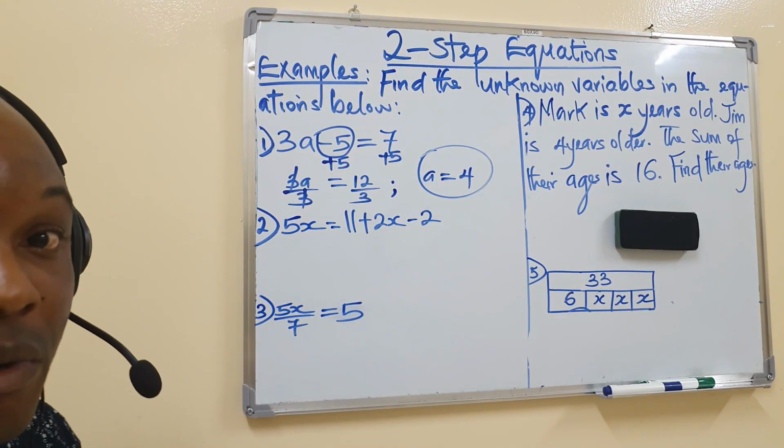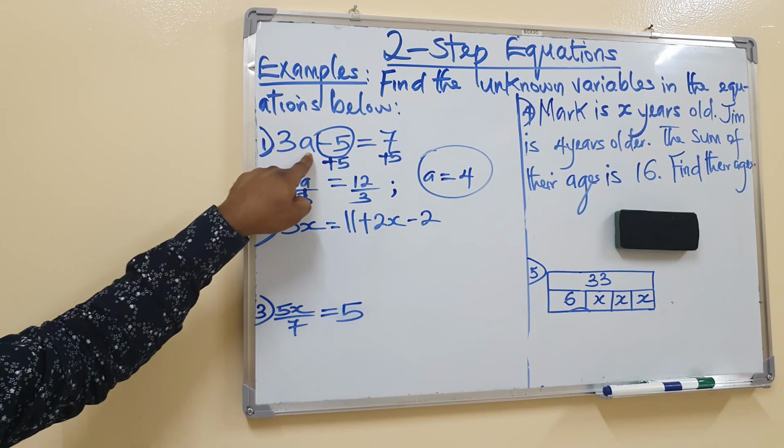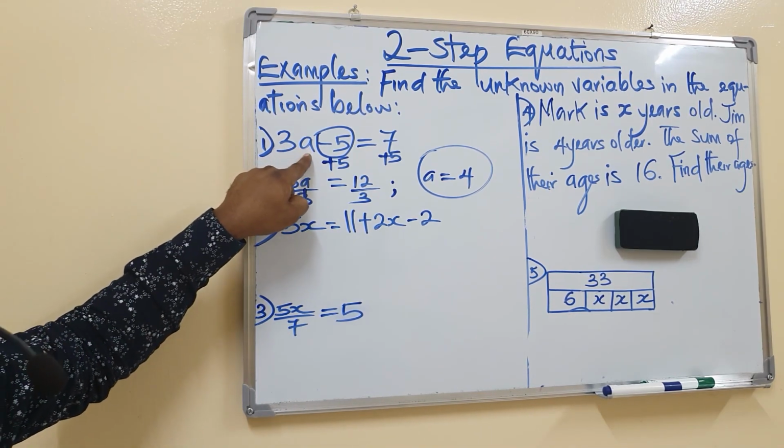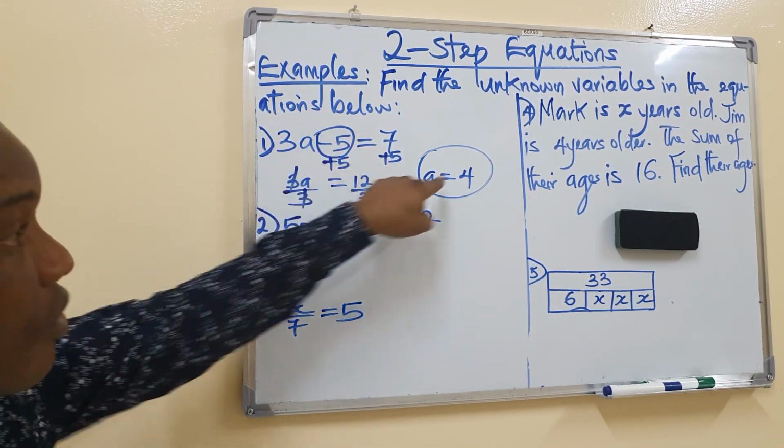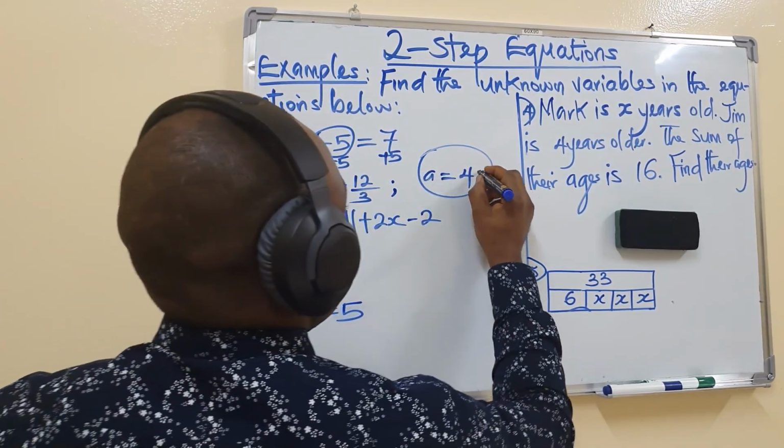Let's see whether we were right. Now if I bring in 4 here, 3 times 4 is 12. 12 minus 5 is 7. So this is perfectly correct.